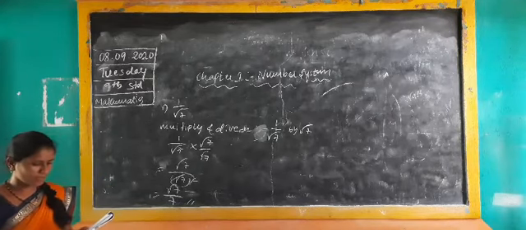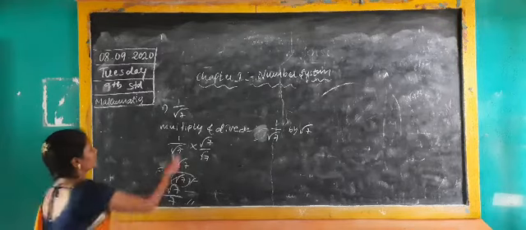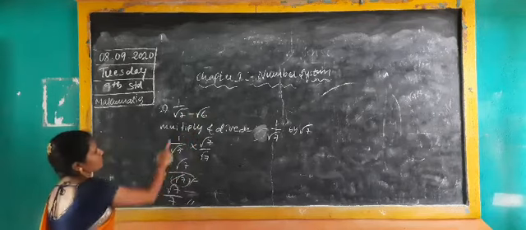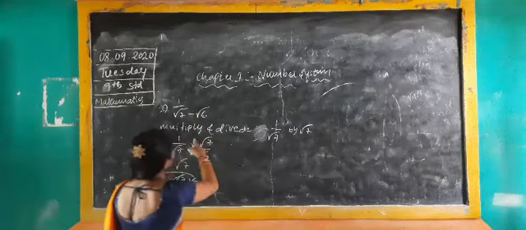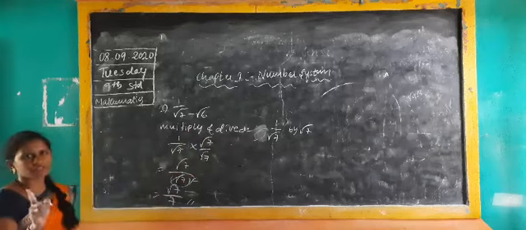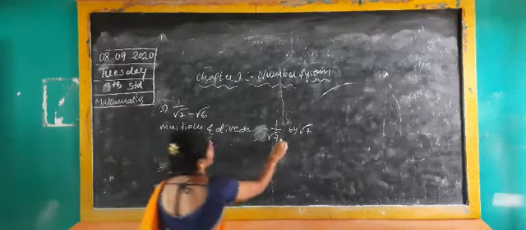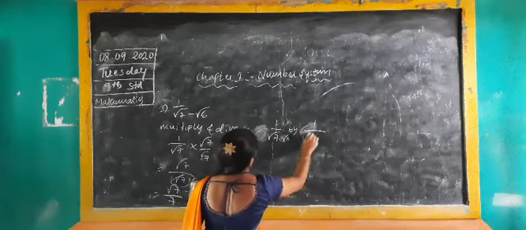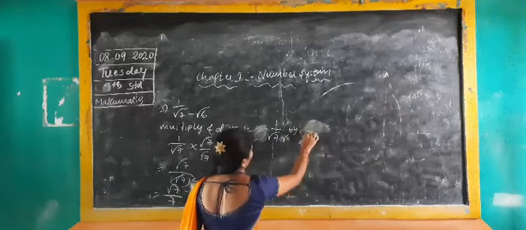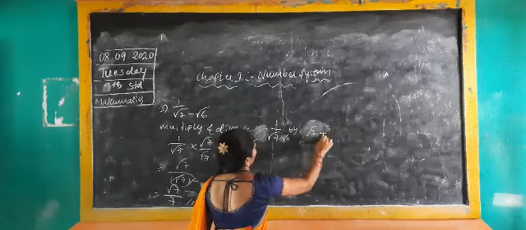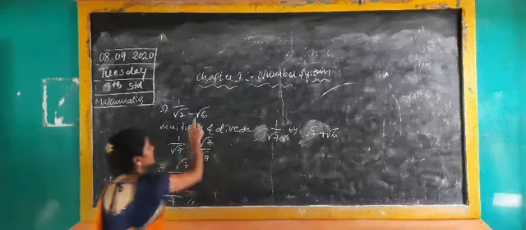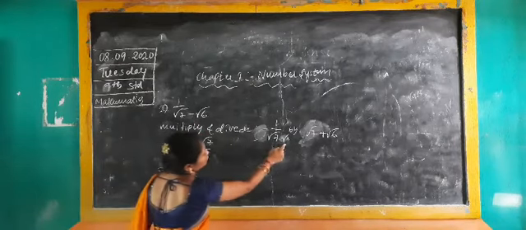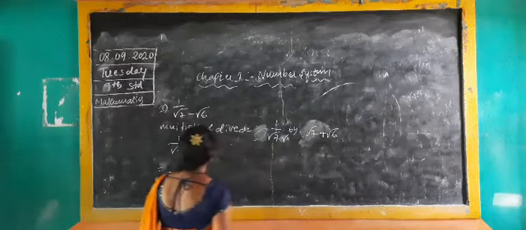1 by root 7 minus root 6. Second one, root 7 minus root 6. Here also same, multiply and divide. I said if the denominator has minus, you should take plus. Means root 7 plus root 6. Don't take the 1 by; it should be root 7 plus root 6. Only take the denominator. Multiply and divide 1 by root 7 minus root 6 by root 7 plus root 6.